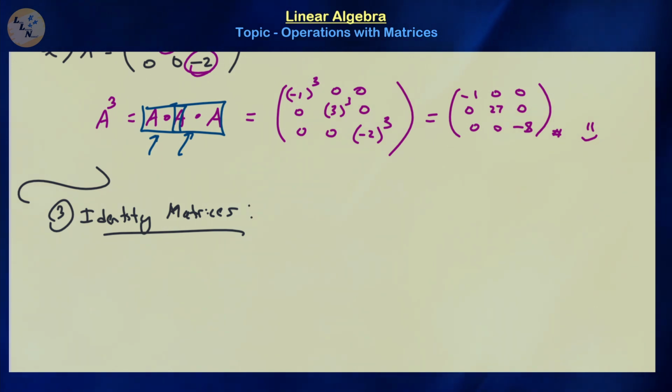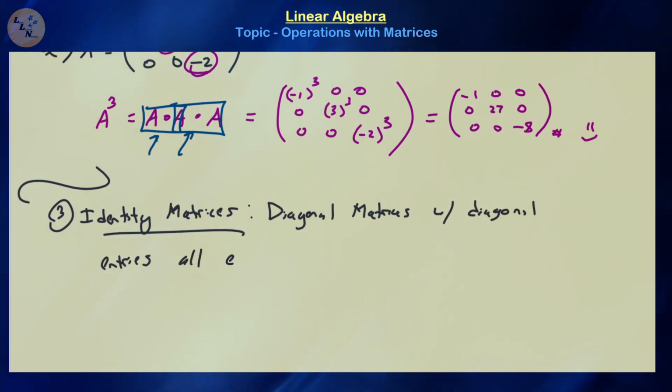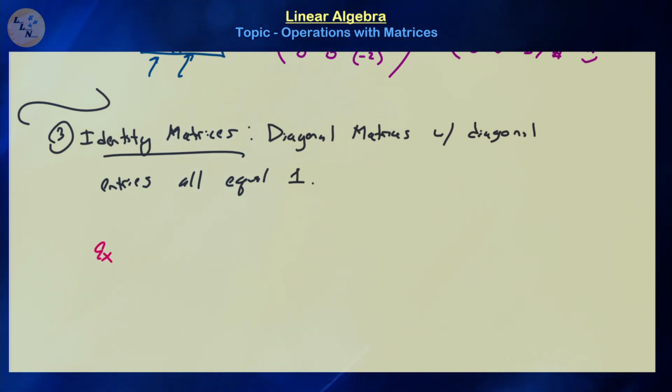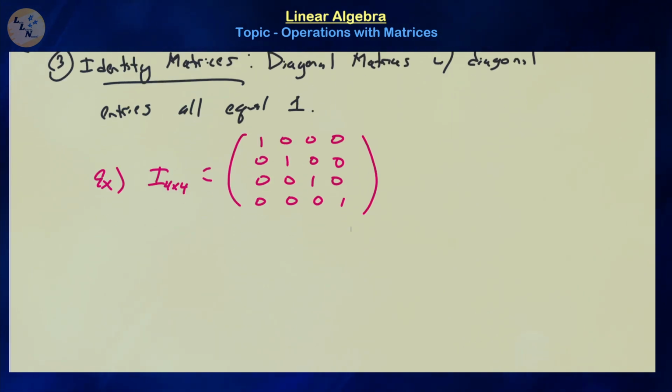So identity matrices are diagonal matrices with diagonal entries all equal to, take a guess, 1. So the 4 by 4 identity matrix, as an example, I'm going to call it I 4 by 4. Some people just call it I4. This is going to be equal to 1, 0, 0, 0, 0, 1, 0, 0, 0, 0, 1, 0, and 0, 0, 0, 1. So that is the 4 by 4 identity matrix.